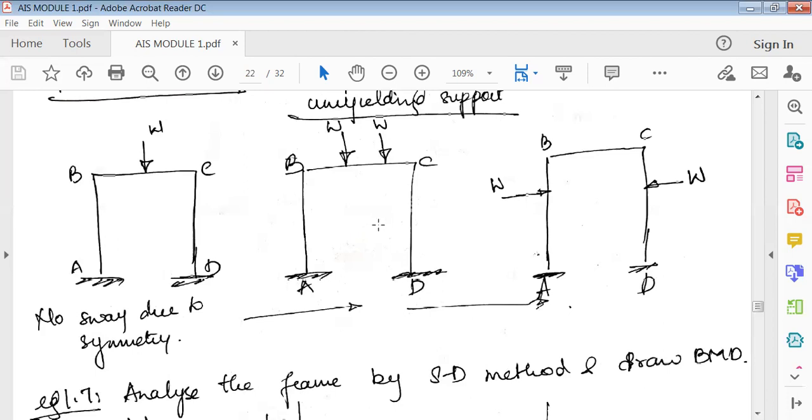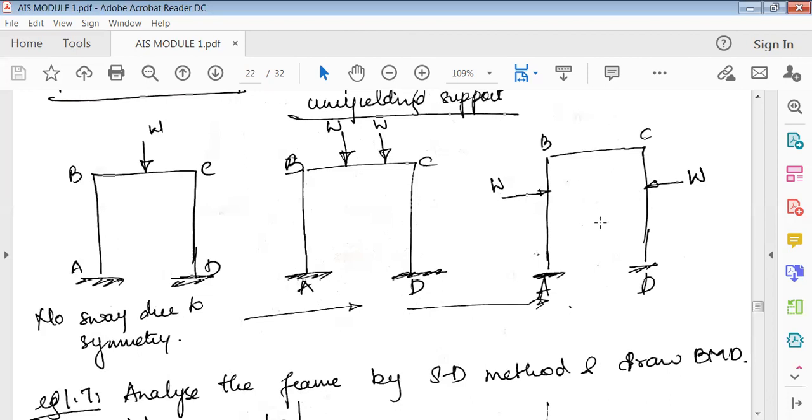Just by seeing the structure of the frame, you can make out. Next, this portion, again A, B, C, D. To the right, you apply a load W in the column section. Then in column CD, if you apply another load W to the left side, the right side load is equal.